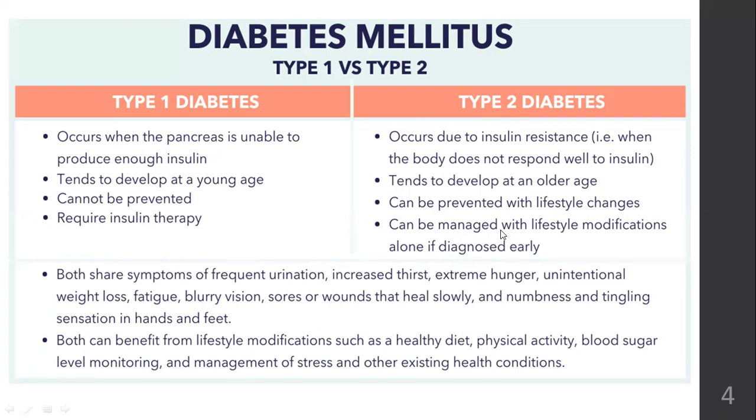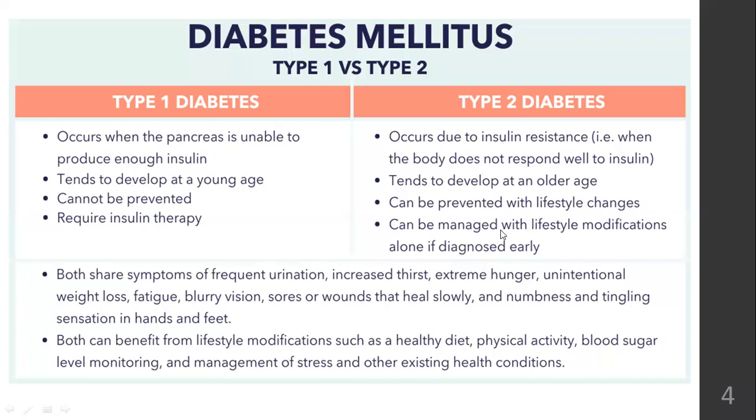Young adults, yes. A lot of young adults, especially women, are living with insulin resistance. It can be prevented with lifestyle changes, and it can be managed with lifestyle modification alone if it is diagnosed early. So in both situations, both are diabetes. Their symptoms are quite the same, but the pathophysiology is slightly different. The way diabetes happens is different, but the outcome, the way the body responds, is the same.